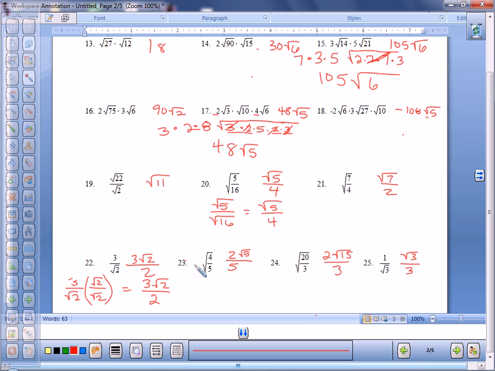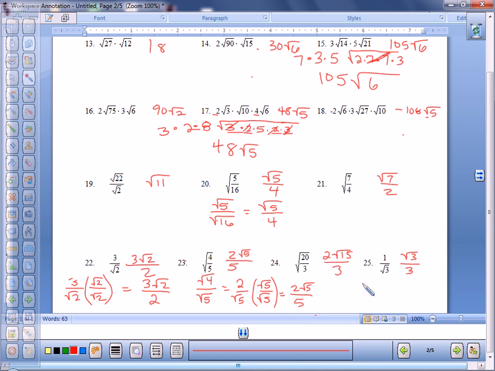Yes, Drew. Can you explain the difference of solving 23 and 25? The difference between 23 and 25. There's not a whole lot, because in 23, we can take the square root of 4. 23 means that. So this is 2 over the square root of 5. So you would multiply by the square root of 5 over the square root of 5. So that gives us 2 root 5 over 5.